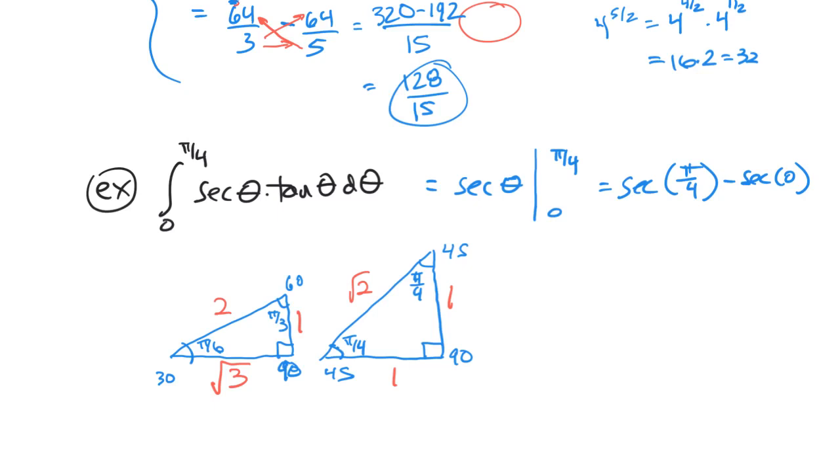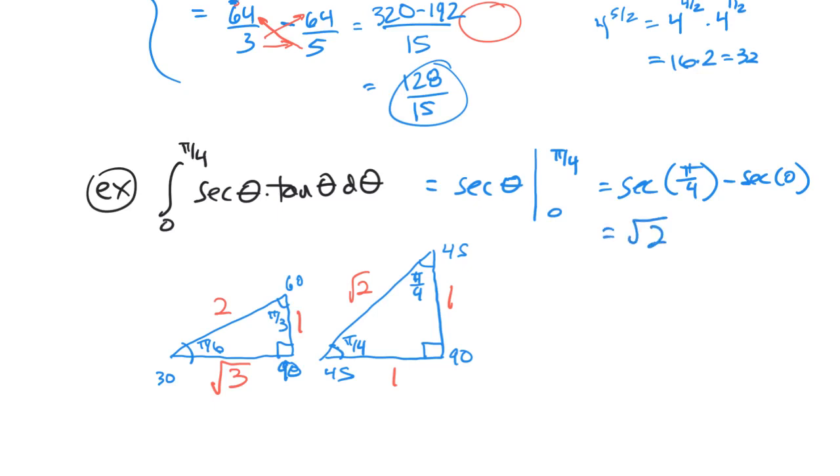So secant of pi over 4, I'm going to find cosine of pi over 4 instead. Cosine of pi over 4, here's cosine, adjacent over hypotenuse. Cosine of pi over 4 is 1 over square root of 2. So secant of pi over 4 is square root of 2 over 1, which is just square root of 2.